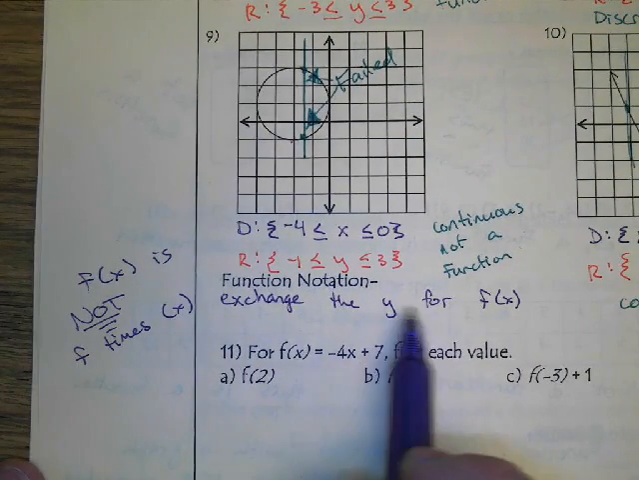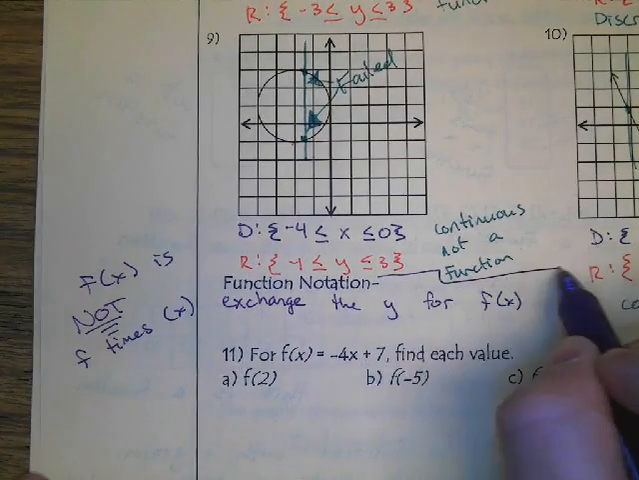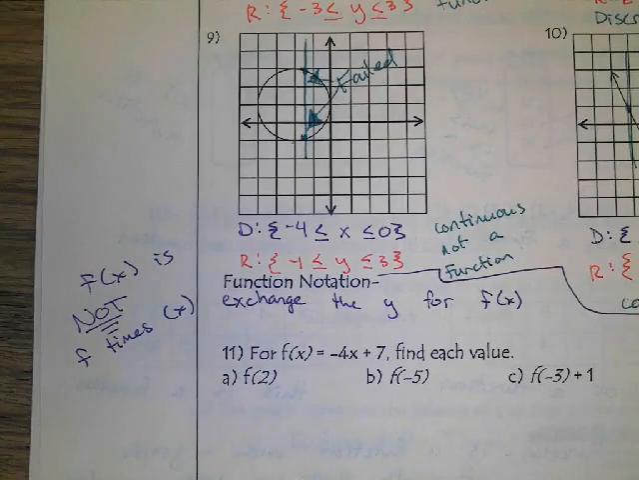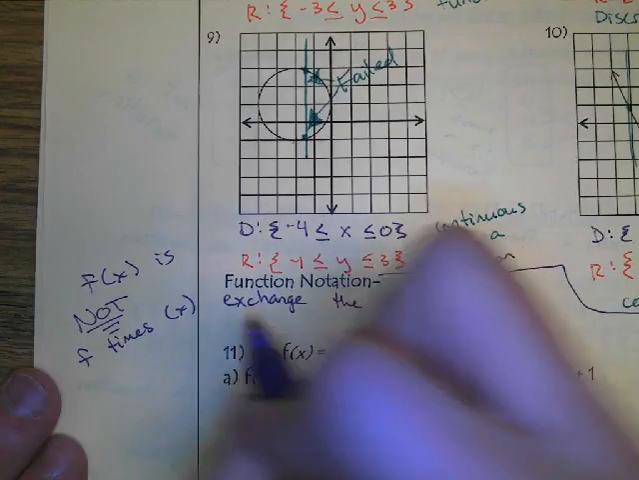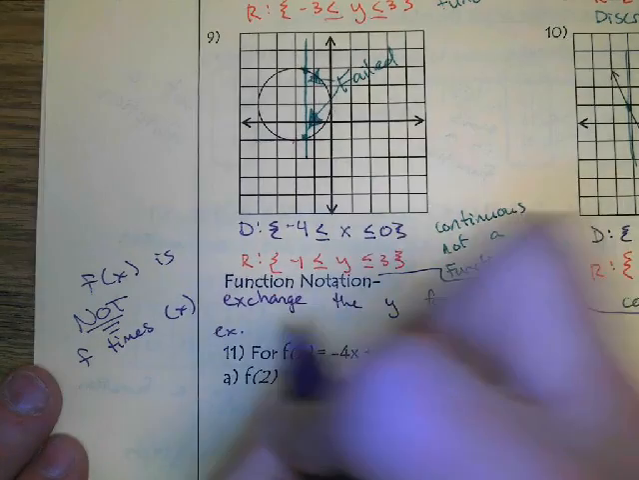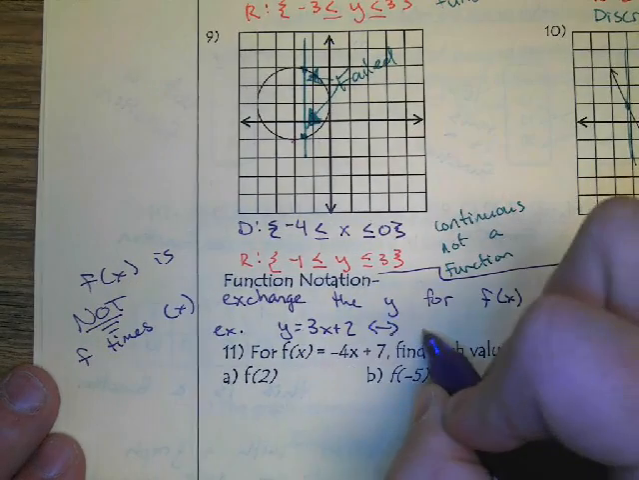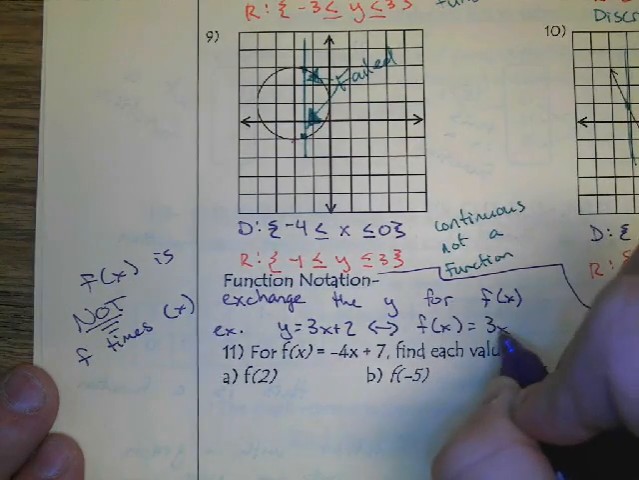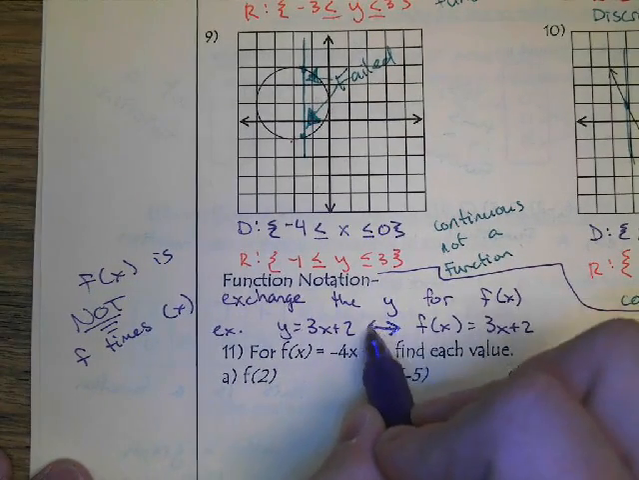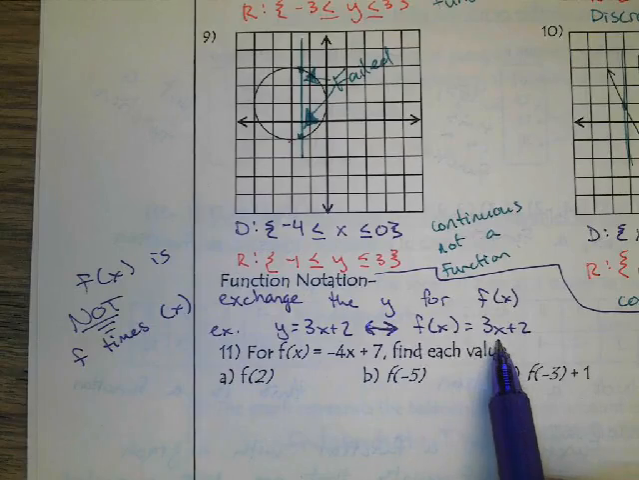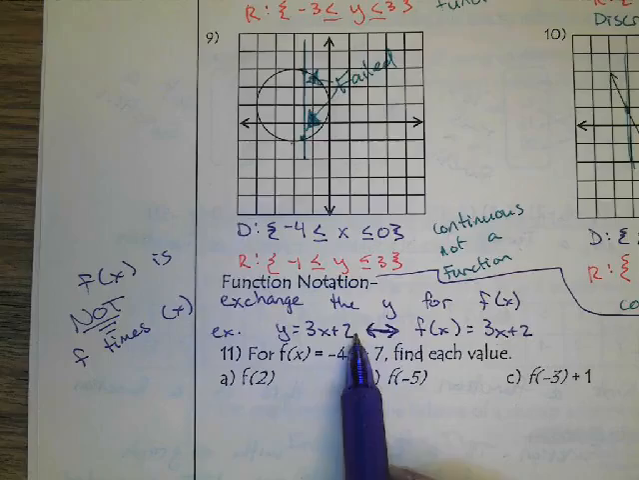But I wanted to point out that we exchange the y for f of x, because when we're graphing, say I want to graph a function, I just turn this piece, the f of x, into y. So they can go back and forth. So for example, if I had y equals 3x plus 2, I could rewrite that as f of x equals 3x plus 2. And I could rewrite it the other way. I could rewrite it both ways. So say I'm asked to graph this function. How do I graph this function? Well, I'm just going to treat it like a y equals mx plus b and graph it.